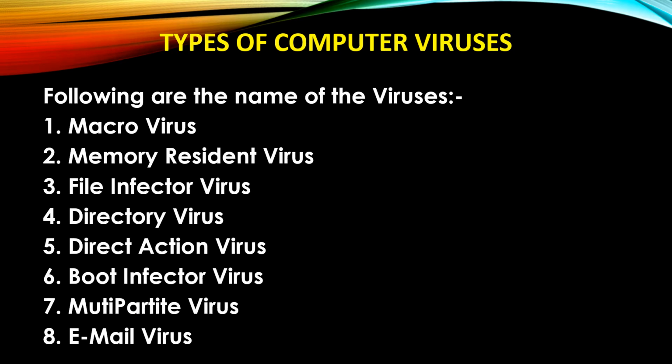Now the second question is types of computer viruses. So there are basically 8 types of computer viruses. First is macrovirus. Second is memory resident virus. Third is file infector virus. Fourth is directory virus. Fifth is direct action virus. Sixth is boot sector virus. Seventh is multi-partite virus. Eighth is email virus.